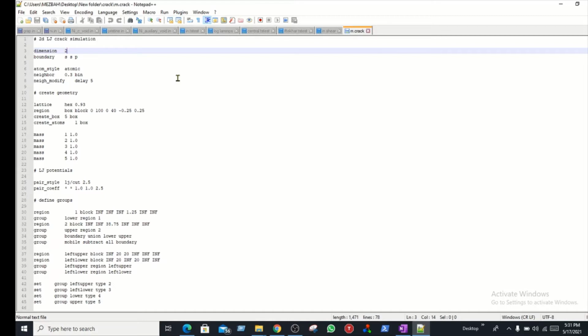Hello everyone. Today I took a LAMMPS crack file, and I'm going to explain every command of this LAMMPS file. I will also show you how to run a LAMMPS code on your computer. Let's start.